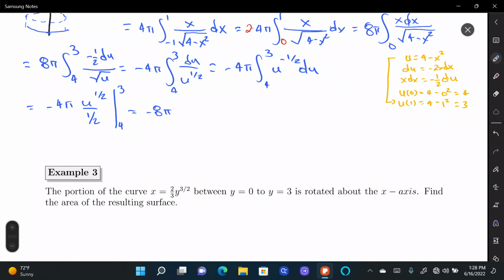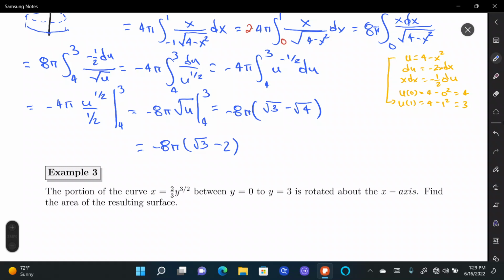And then that times the square root of u from 4 to 3. And that equals negative 8 pi times the square root of 3 minus the square root of 4. But what's the square root of 4 in this case? Well, this one is a really nice number as opposed to the square root of 3. So that's the square root of 3 minus 2, and that's essentially the final answer.